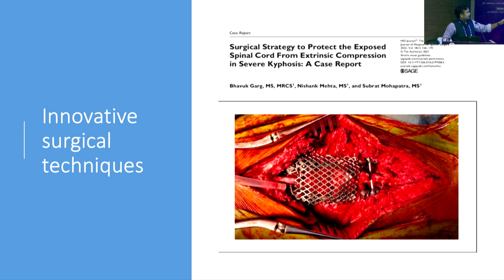This is another technique which we have published. If there is a kyphosis, you have done the osteotomy, and the spinal cord is exposed, once the patient lies down, then the soft tissue goes into the defect and it can impinge on the cord. So what we do, we just open up the titanium mesh cage, and then we fix it with the help of the tension band wires. And we hold it with the head of the screws. So this is again useful. And we have filed the patent for this thing.